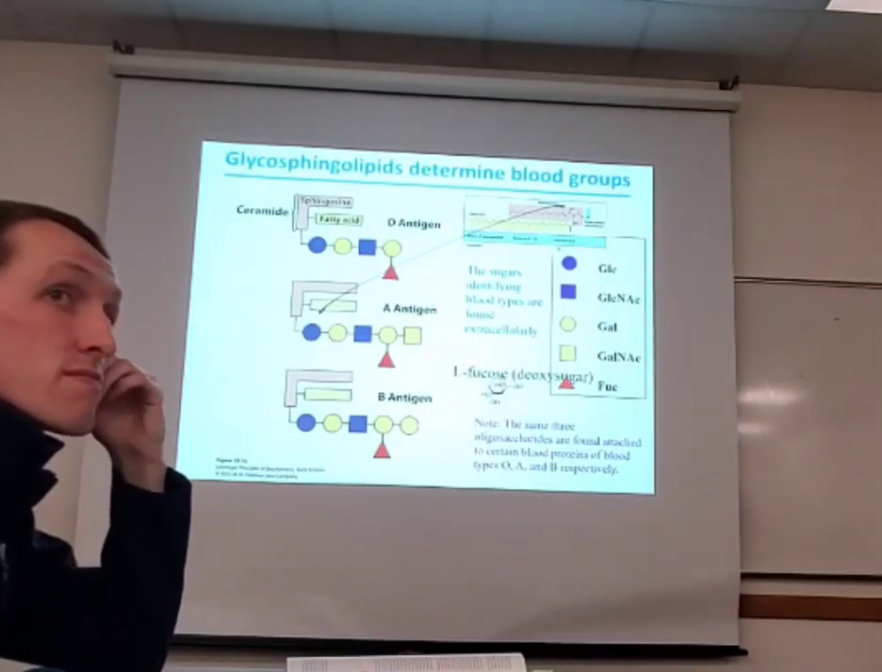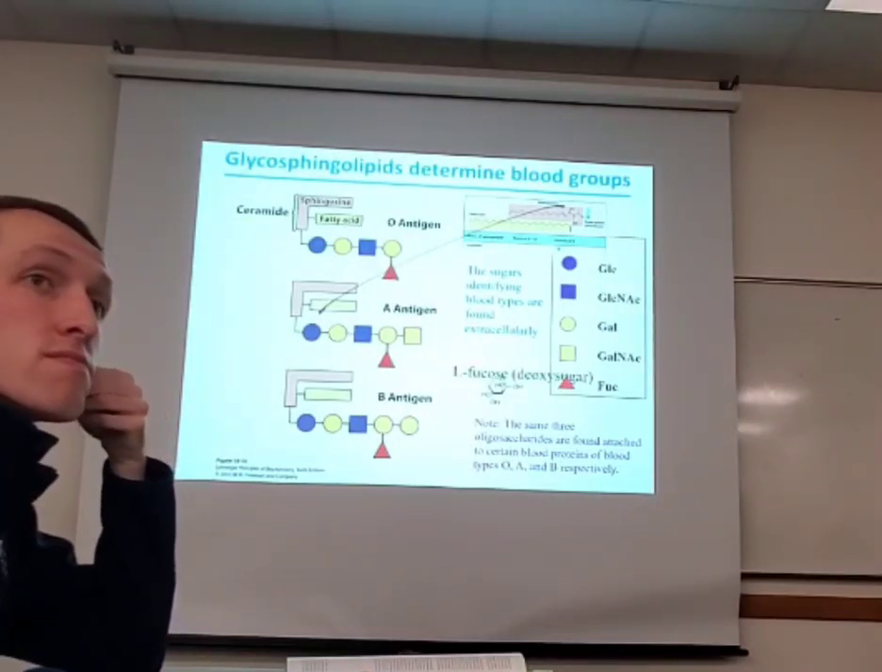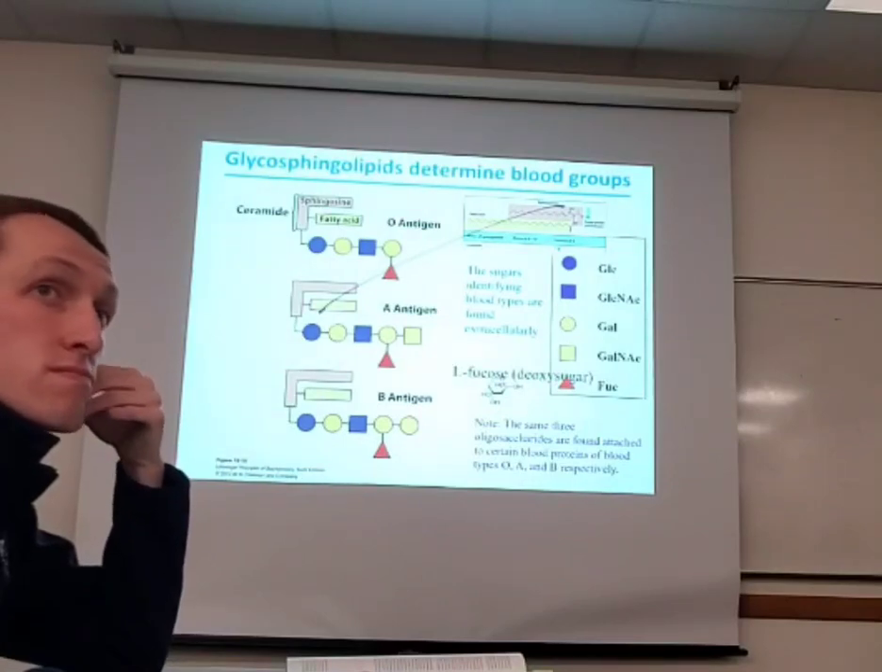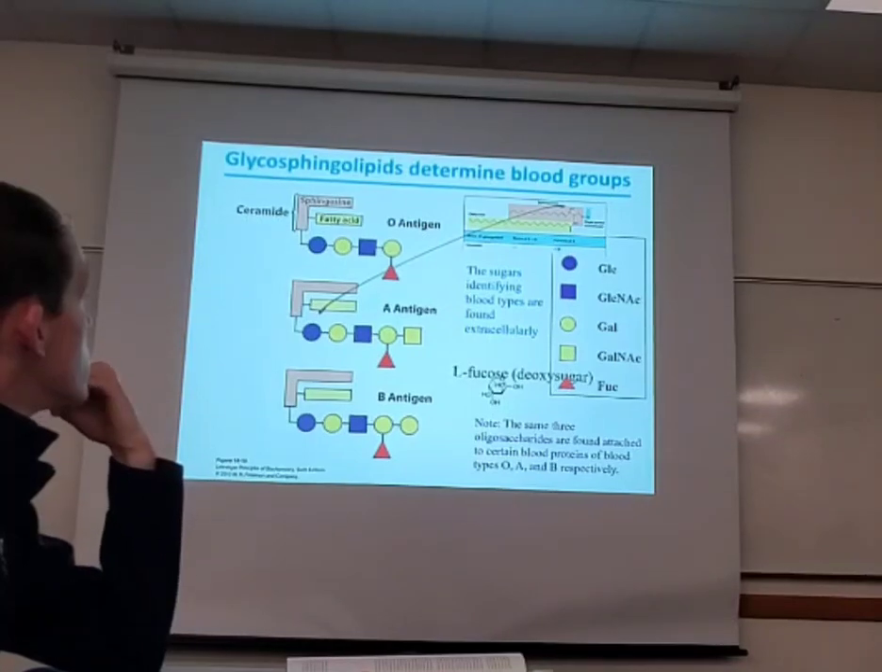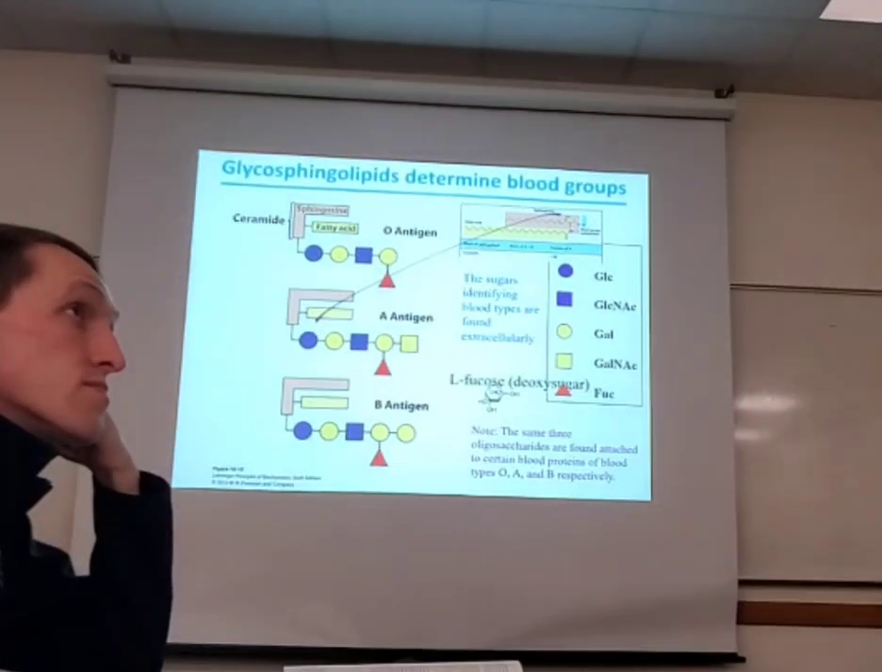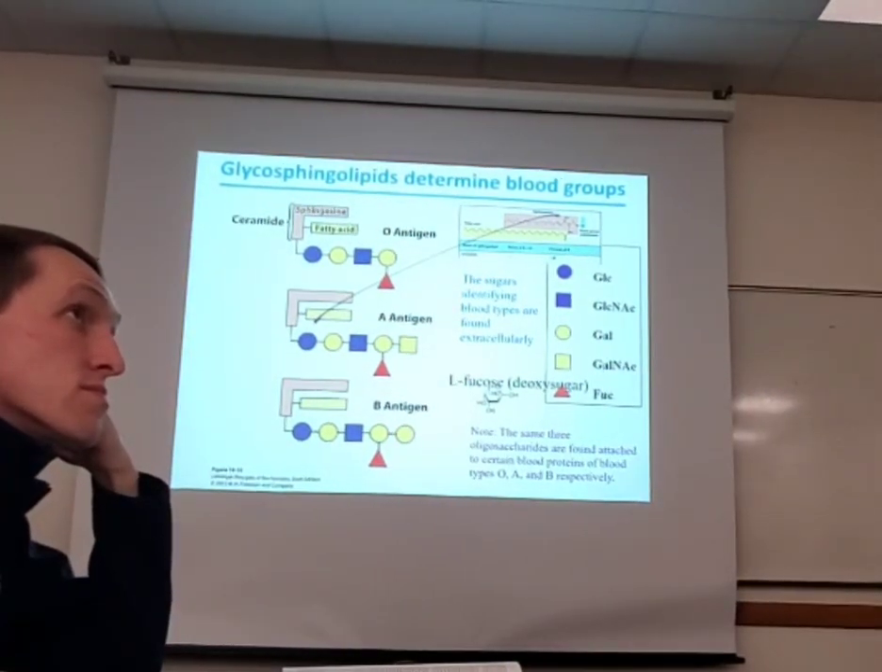Madeline? The difference in sugars: the O has the common 4 sugars that the other 2 have, and it doesn't have that long end that differentiates it. But what is causing the problem?